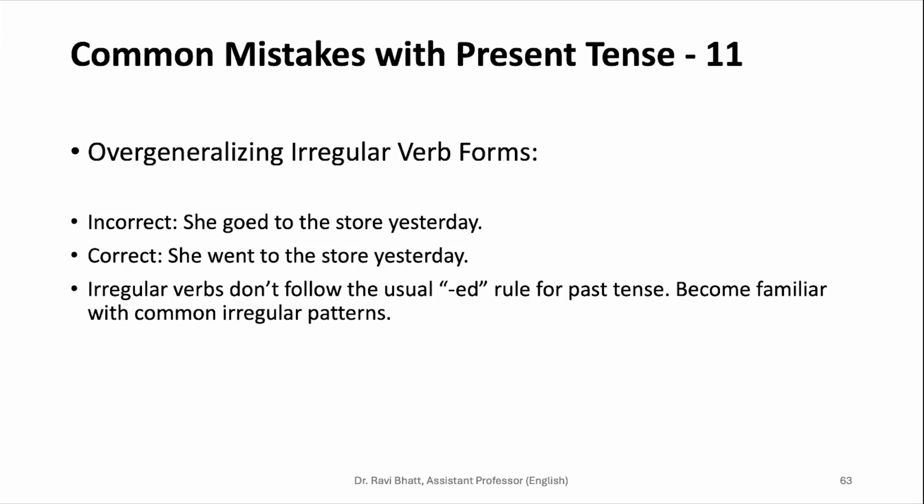All right, so overgeneralizing irregular verb forms, the incorrect would be "she goed to the store yesterday." It will be a grammatical disaster. The correct would be "she went to the store yesterday." Always remember that there are these irregular verb forms. So dear students, these are the common mistakes which we tend to often commit when we use tenses. These are the mistakes you must be knowing yourself, or you must be saving yourself from.